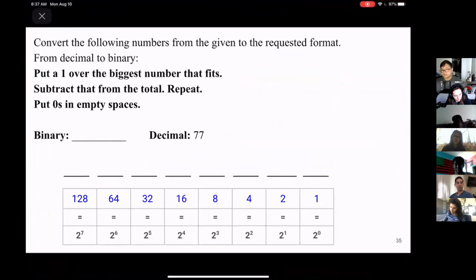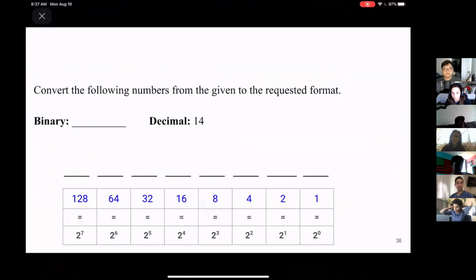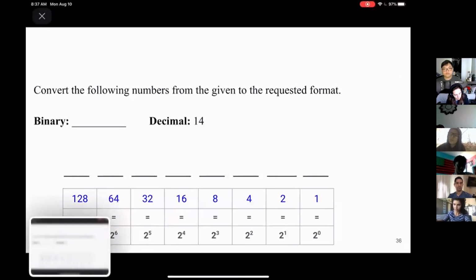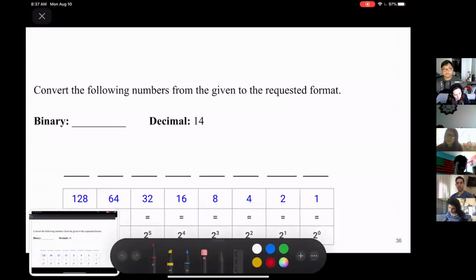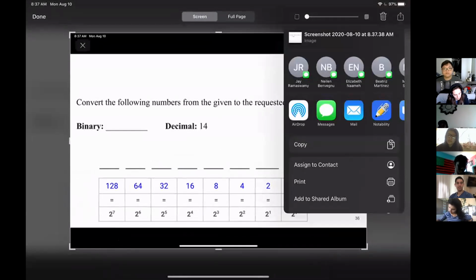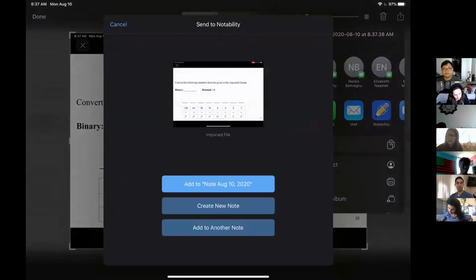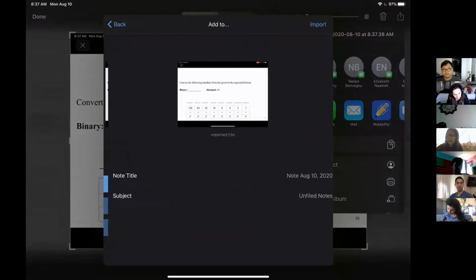Coming back, let's try another one. So please try this one yourself. The decimal number is 14. Please write it down. The decimal number now is 14. You're taking the number 14 and you want to convert it to decimal. I mean to binary.